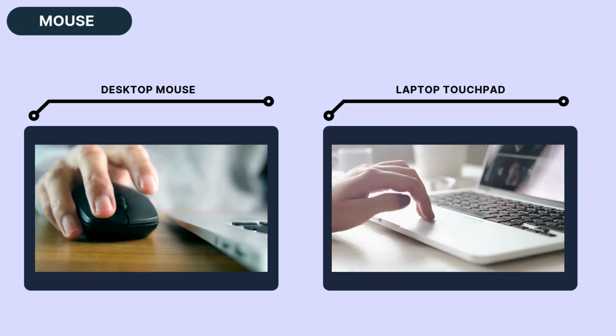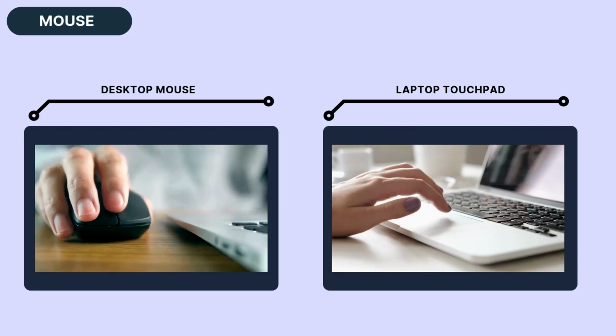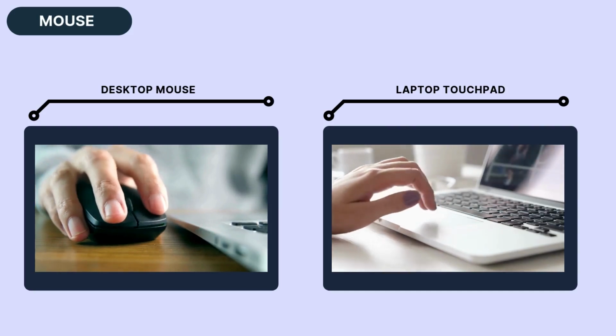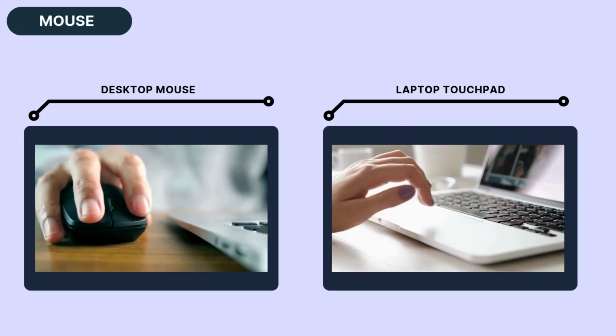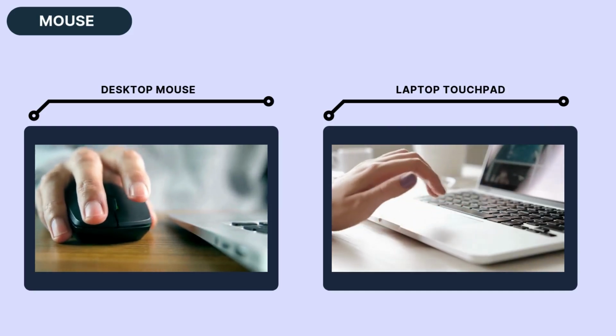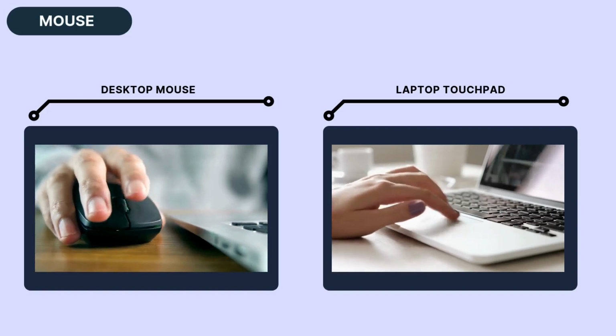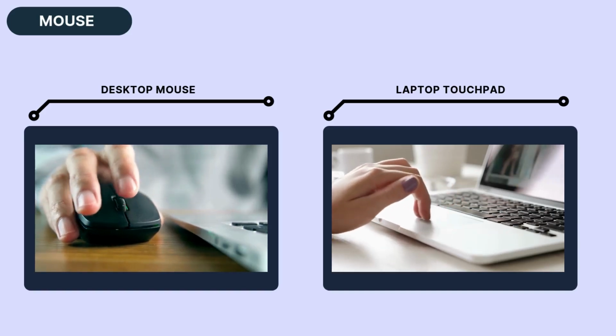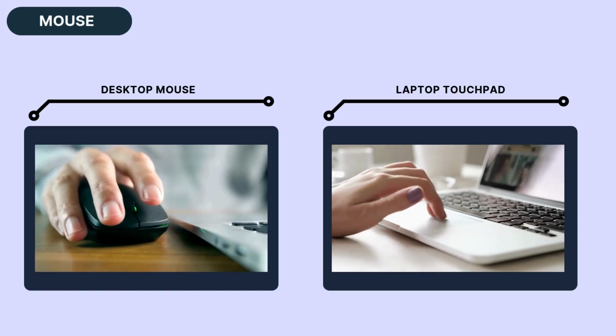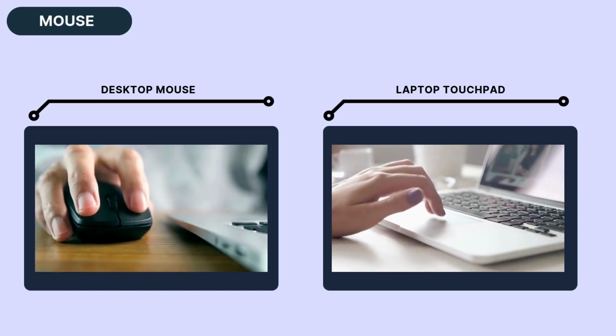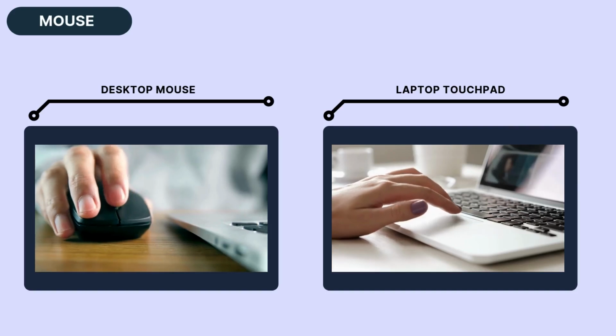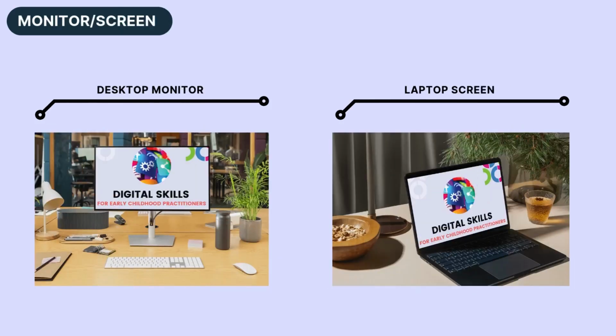The mouse or touchpad controls the cursor on the screen. You can use it to point to and select items, highlight text, or open menus by clicking on items. Some laptops also have touchscreens, allowing you to interact directly with the screen using your fingers or a stylus. Finally, the screen or monitor displays everything you're working on, whether it's a document, video, or web browser.